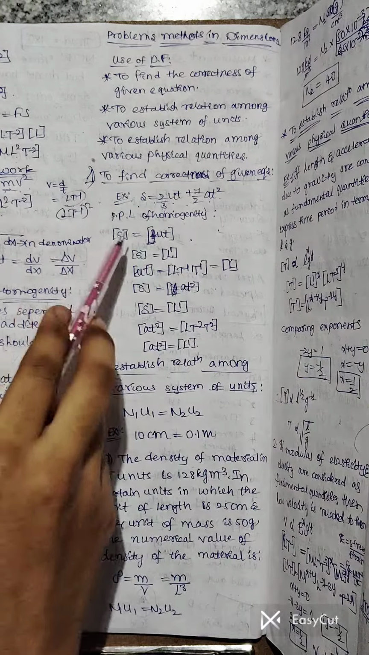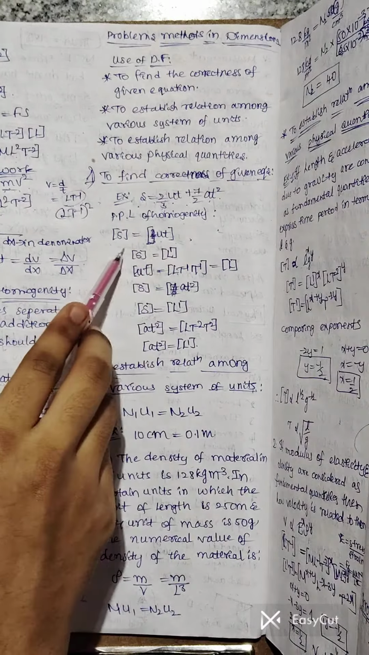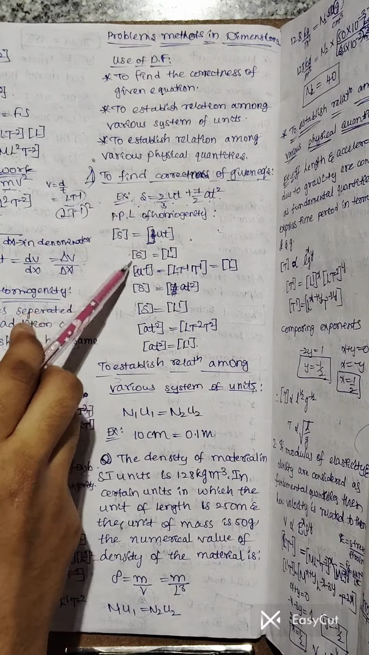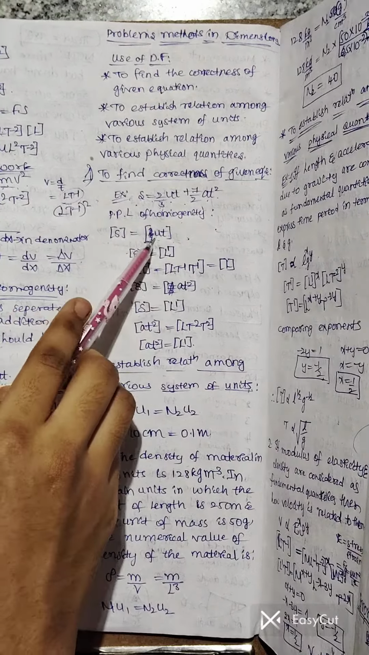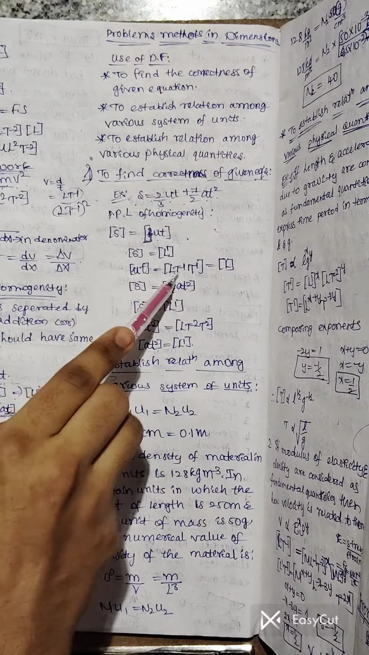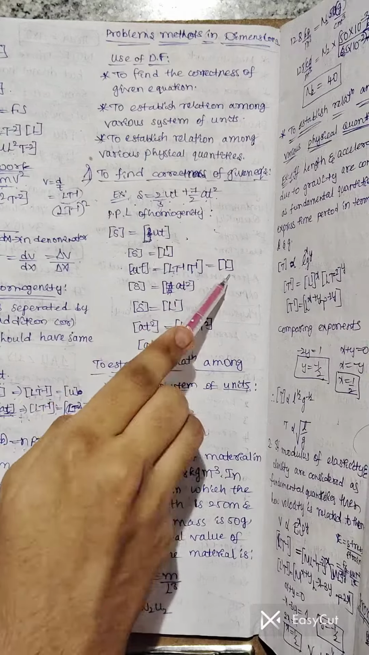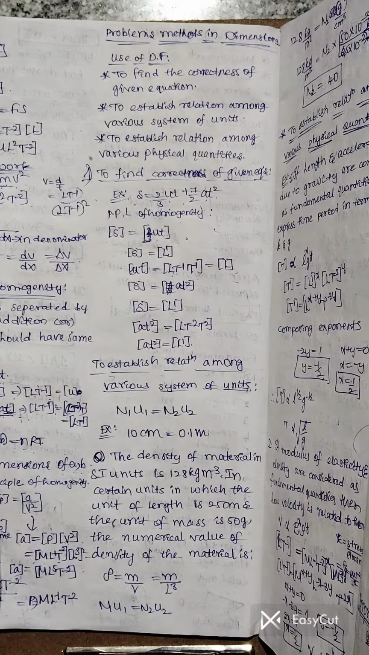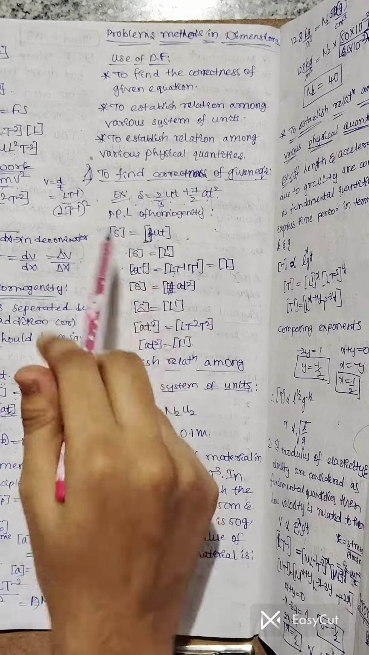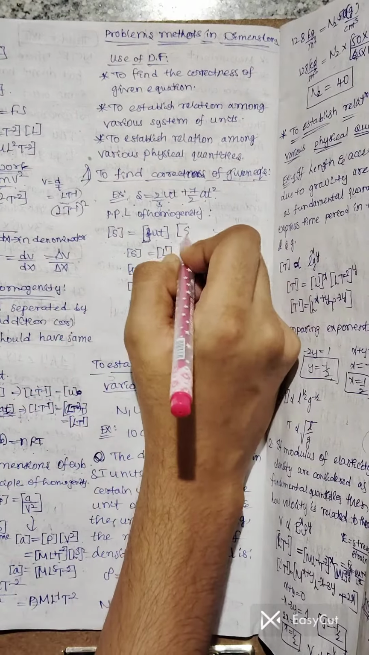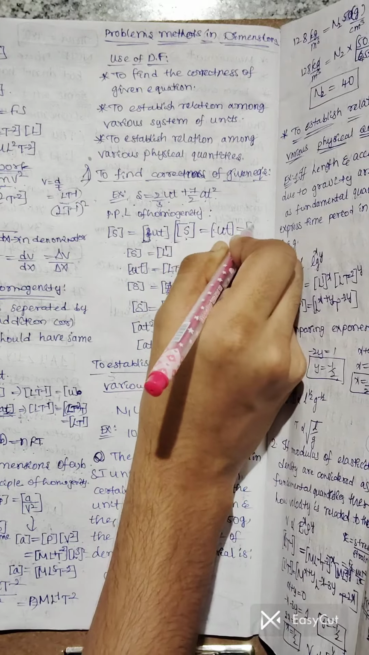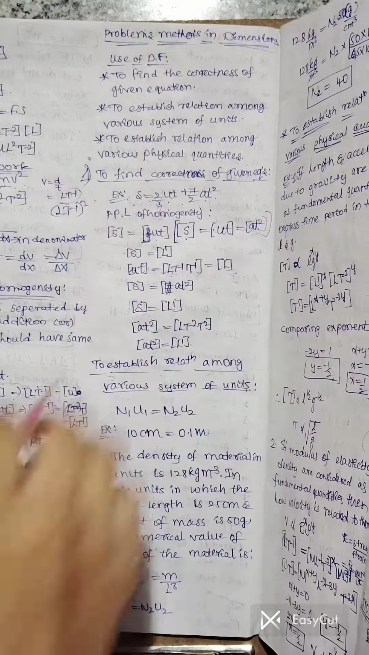Now as the dimension of s is equal to the dimension of ut, we get the dimension of s, that is length, so L power 1, and the dimensional formula for ut, here u is the initial velocity. For velocity it is LT power minus 1, and for time it is T power 1, so it becomes L. Here LHS is equal to RHS. And now the dimension of s should be equal to the dimension of at².